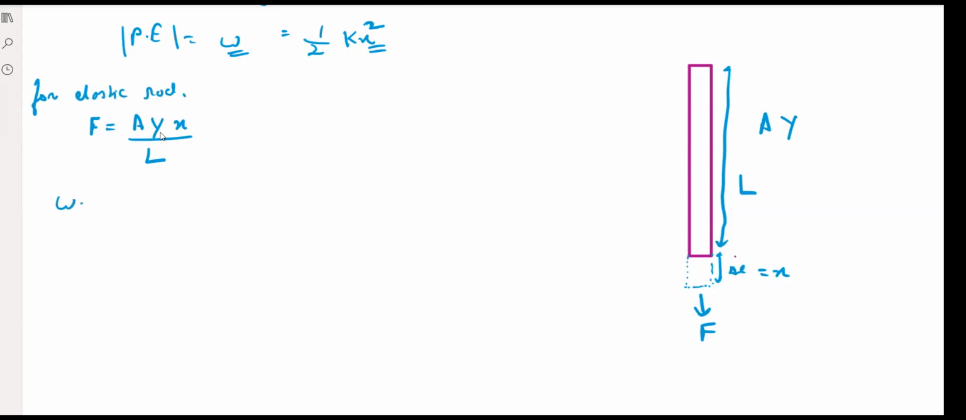Same concept. Work done is equal to force into displacement. Now what is the displacement? Think about it, the displacement is variable now, because for each point the displacement will be changing, yes or no? So let us consider this as dx. So it is F into dx, right? So dW, integration of dW is integration of A Y x by L into dx.